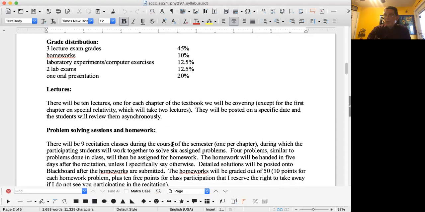And then you'll have 4 problems that'll be assigned for homework. And the homework will be due the next class section. So the problem-solving sessions will typically be on a Wednesday, and the homework will be posted on Blackboard on Monday. I will give an extra day because of President's Day on the 15th.